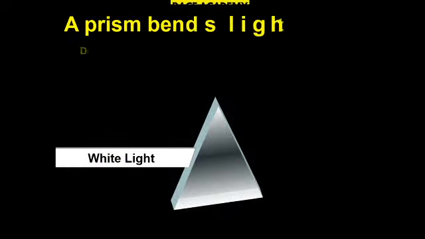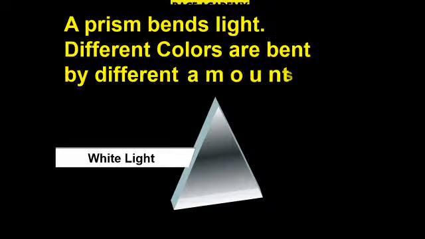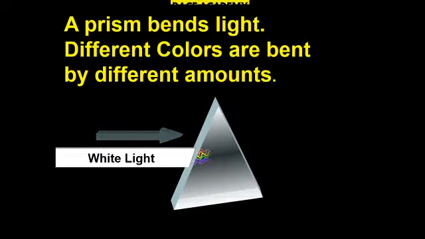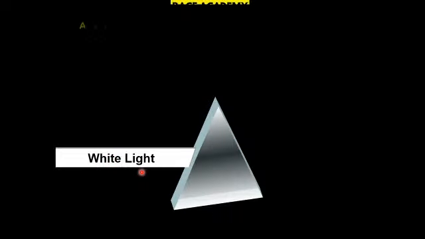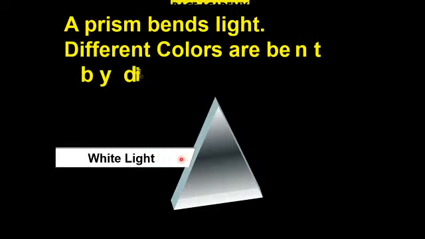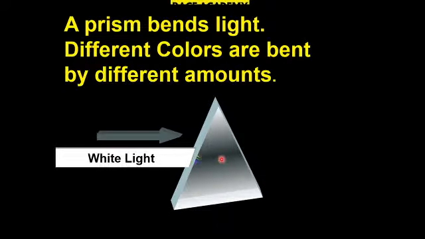And if you check, a prism bends light, and different colors are bent by different amounts. This is quite an interesting and beautiful observation. There's a prism here, and white light is falling on it. So once again, I'll show you. When it falls on this, it moves like this.